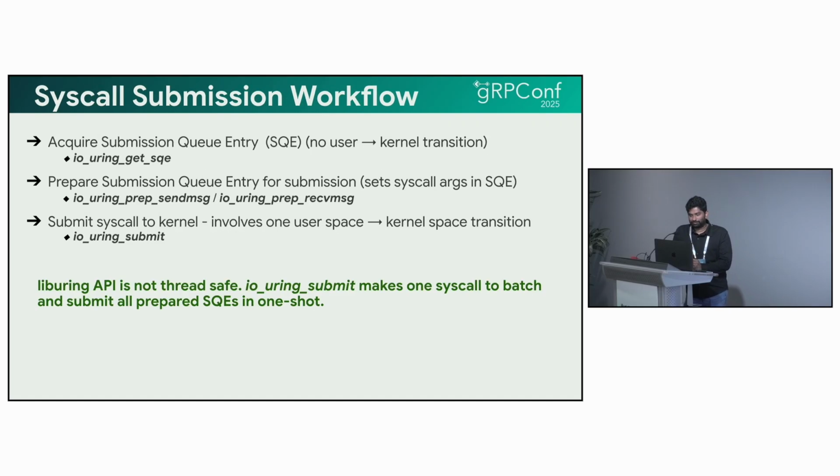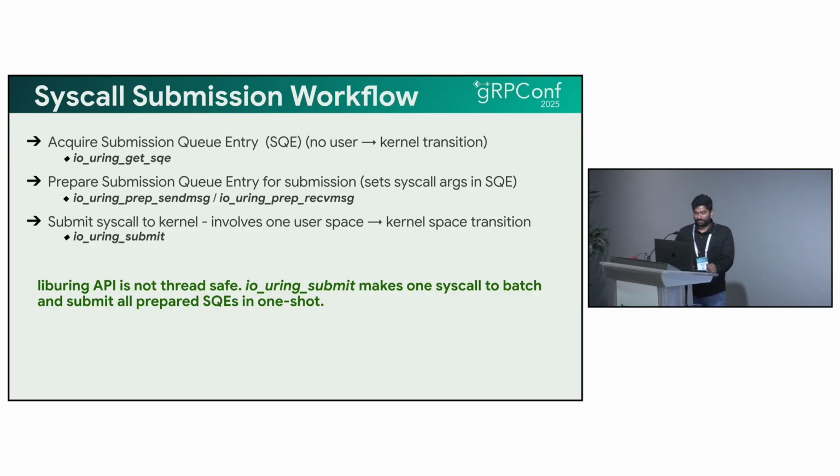So I'll cover a bit briefly how a typical syscall submission workflow looks like with an IO endpoint. The user would acquire a submission queue entry, or an SQE. Note that this does not involve a user to kernel transition. Then the user prepares this submission queue entry for submission, which would involve setting the syscall args. And then finally, the user submits the syscall to the kernel. Now, this is the step that would involve a user to kernel transition.